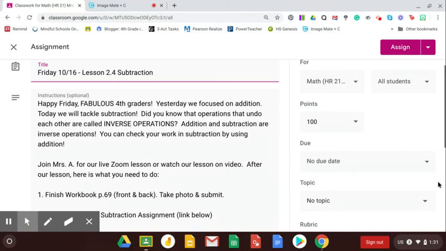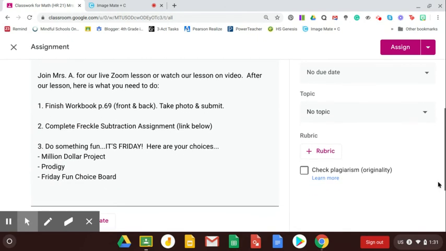After our video or live lesson, here is what you're going to do. You are going to finish workbook page 69, which happens to be the homework page, but because it's Friday, we're going to do it in class. We're going to do the front and the back today. Then you can take a photo of both sides and submit.